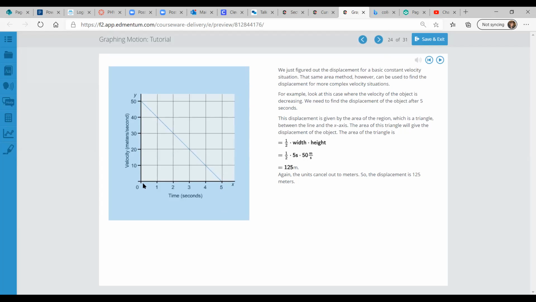So you can see this triangle here, right? And we can use that to find the area. The area of a triangle is 1/2 the width times the height. So we have 1/2 times 5 seconds times 50 meters per second. And that equals 125 meters. So the units cancel out, seconds with seconds. So we have 125 meters as displacement.